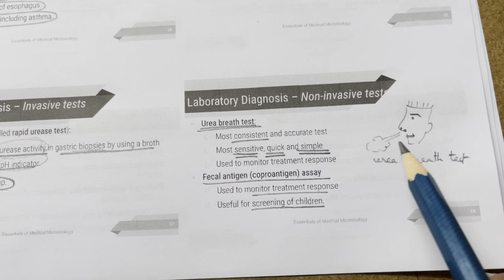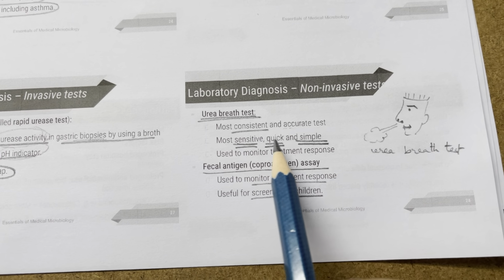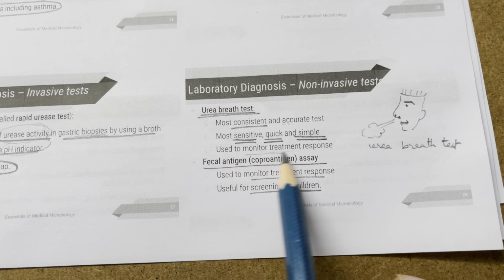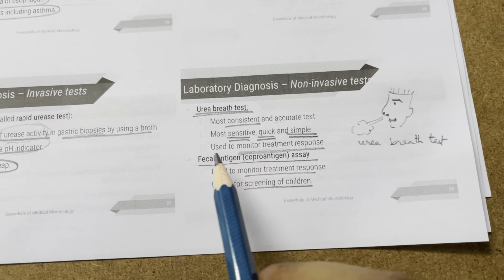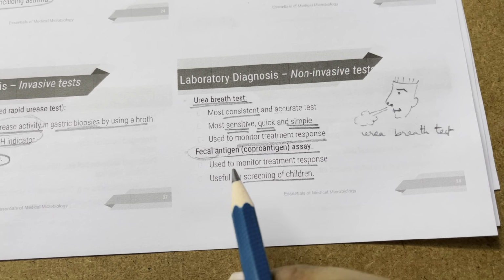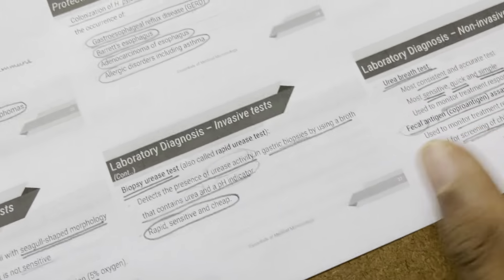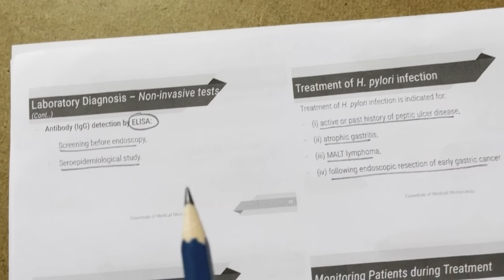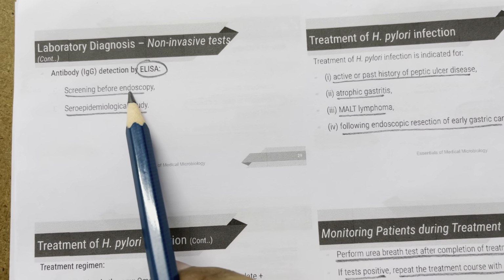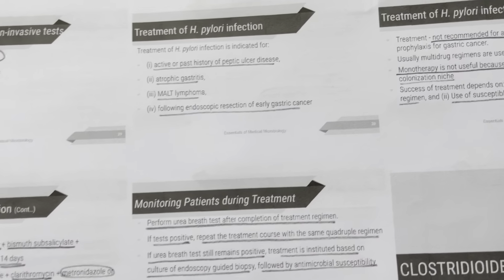Otherwise, you can do the most sensitive test, which is the urea breath test. It is the most consistent, accurate, sensitive, quick and simple test used to monitor the treatment response. Whereas in fecal antigens, you can use a coproantigen assay, which is used to monitor treatment response. It is useful for the screening of children. Moving on to the lab diagnosis, you can use ELISA to screen before the endoscopy and also for epidemiological studies.